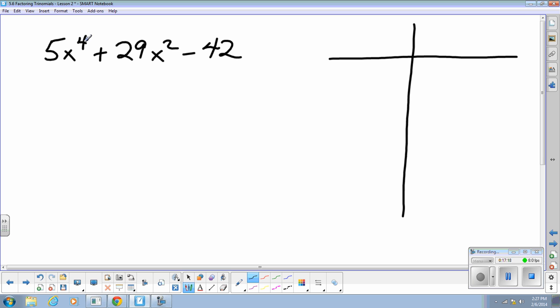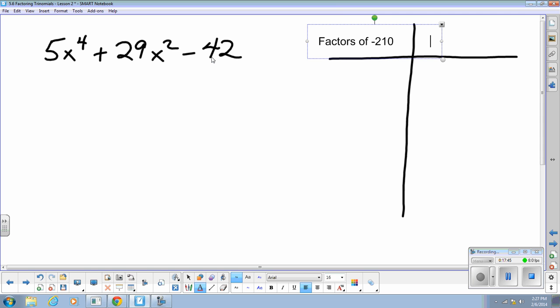We have 5x to the fourth plus 29x squared minus 42. The reason for this example is that I have an x to the fourth here, but notice my middle term is x squared. So what do we need? We still follow the same procedure even though I have x to the fourth. This is a square out here. So I need the factors of 5 times negative 42, and I did that before I started the video, and I know that answer to be negative 210. I need a sum of positive 29. So let's get started with that.